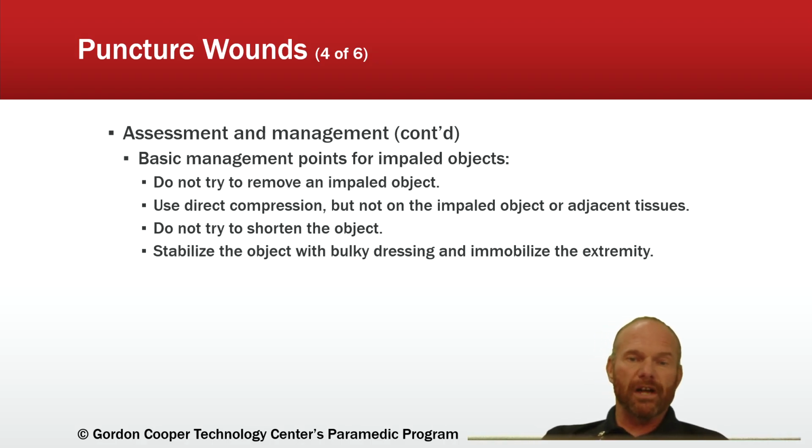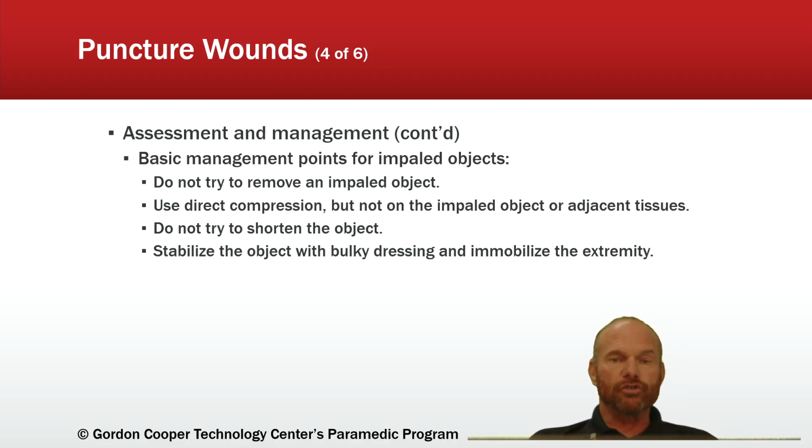Don't try to remove the impaled object, just use some direct compression, and avoid applying pressure on the impaled object or immediate adjacent tissues. Don't shorten the object unless it's too cumbersome, since motion may damage that surrounding tissue, and then just stabilize the object. Use bulky dressings to stabilize the object, and immobilize the extremity if an extremity is involved.